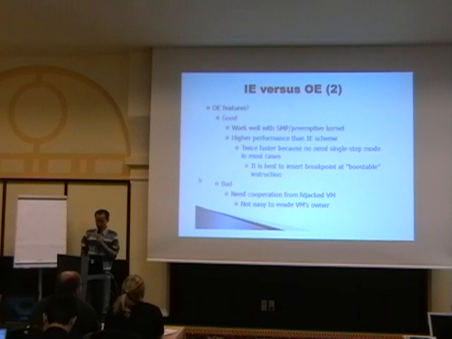But it's bad because in the solution I propose here, we need cooperation from the hijacked virtual machine. That means we need to inject a kernel module inside. So you need some cooperation from the virtual machine that we want to hijack. So it is not easy to evade the virtual machine owner, and he can know that his virtual machine is hijacked.